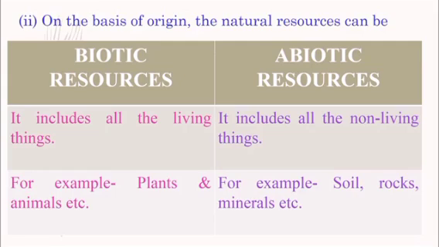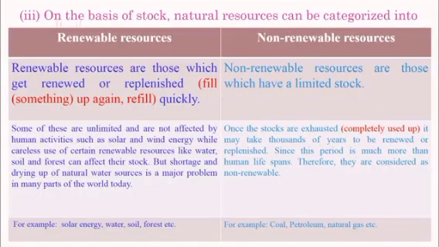The first one is biotic resources and the other one is abiotic resources. Biotic resources include all the living things, whereas abiotic resources include all the non-living things. Examples of biotic resources are plants and animals, etc. Examples of abiotic resources are soil, rocks, minerals, etc.